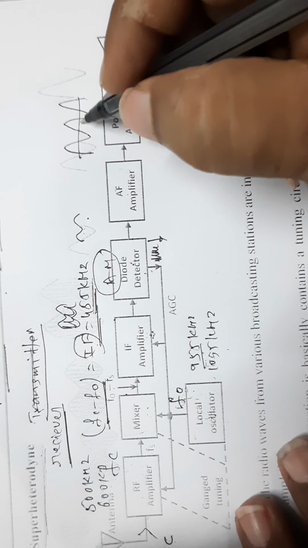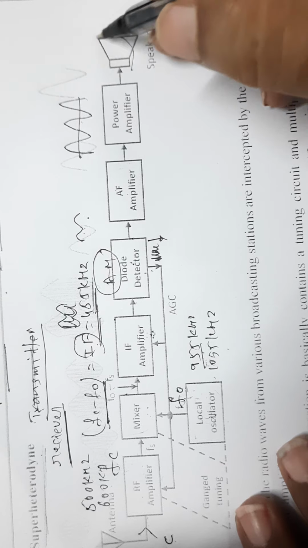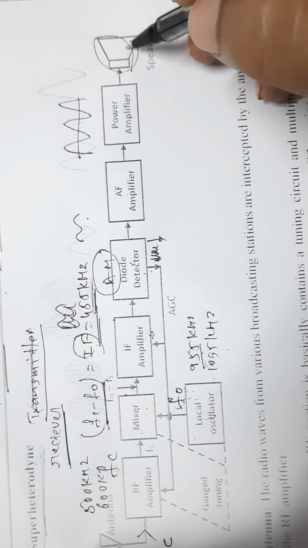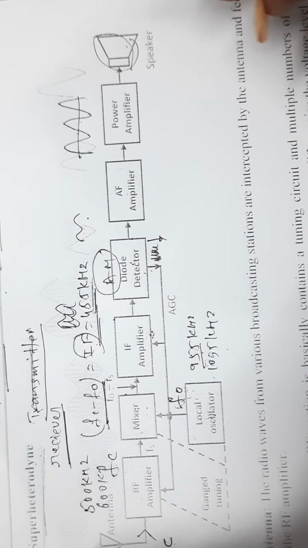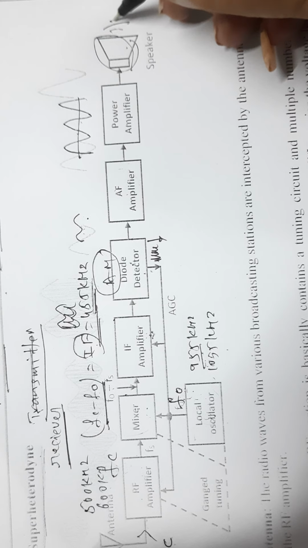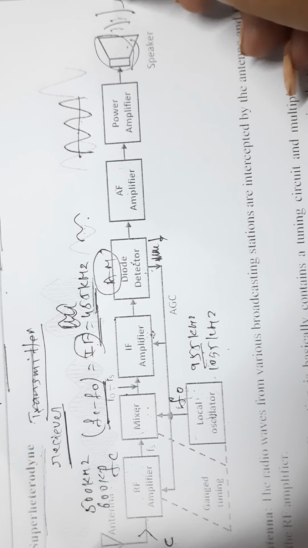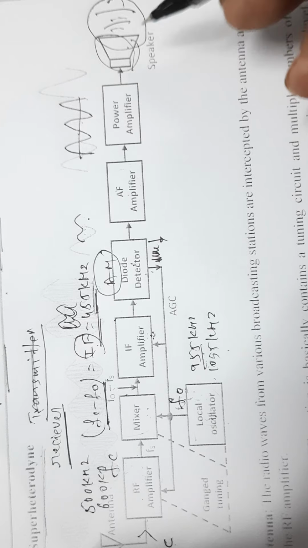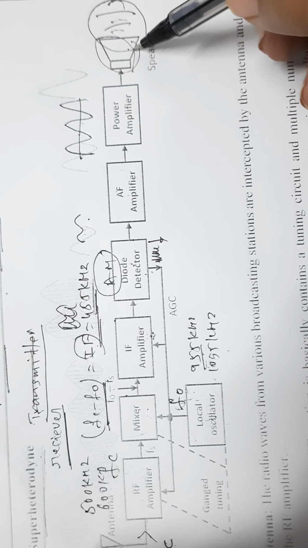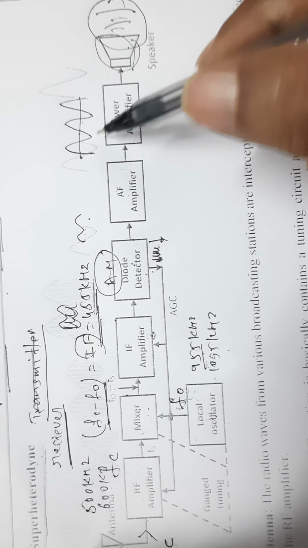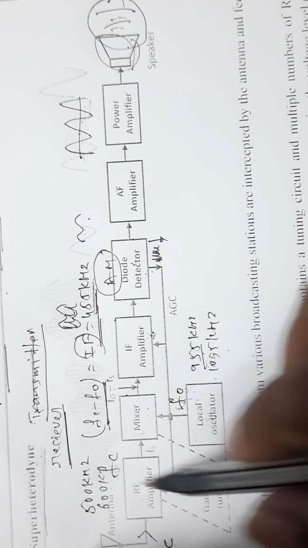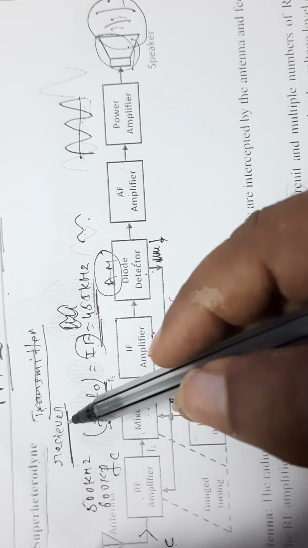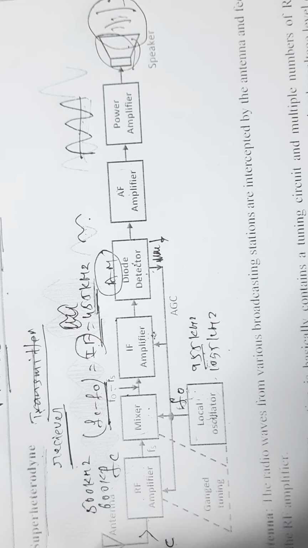This is our electrical signal. When it is applied to a loudspeaker, the loudspeaker is a device which converts the electrical signal into the corresponding mechanical signal. That is our voice signal. So the loudspeaker will produce the mechanical signal from our electrical signal. This is how the AM superheterodyne receiver works.